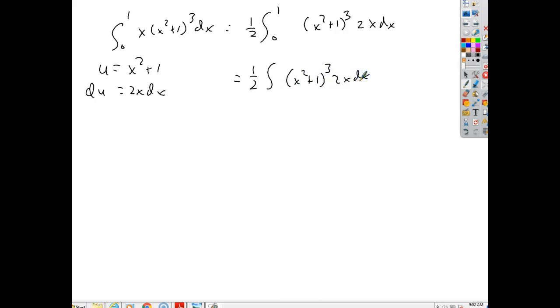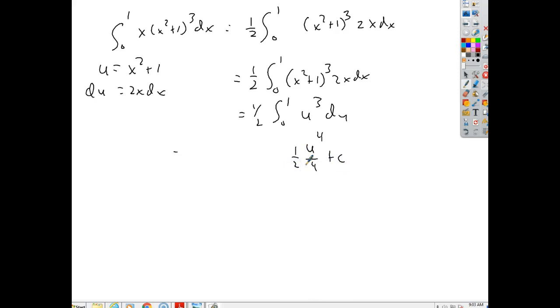We're ready to u it. Oops, I lost my 0 to 1. Then let's u it. 1/2. I'm going to leave this like this right now, even though there are some rules I'm breaking that we'll get to later. This becomes u to the what? U to the 4th power divided by 4 plus c.